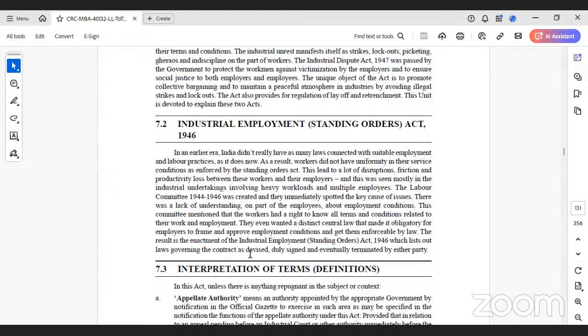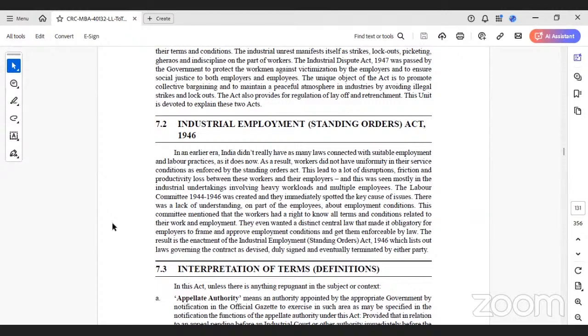So, for these disruptions and the loss between the workers and the employers, the Labor Committee in the years 1944 and 46 created a law, and it immediately spotted the key cause of the issues. There was a lack of understanding on the part of the employees about the employment conditions, the terms of the conditions.